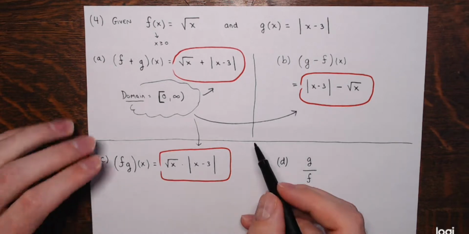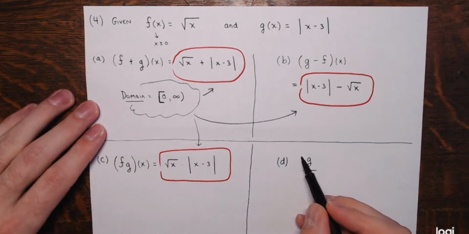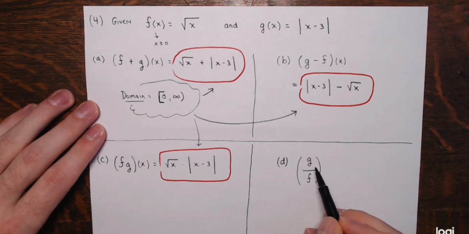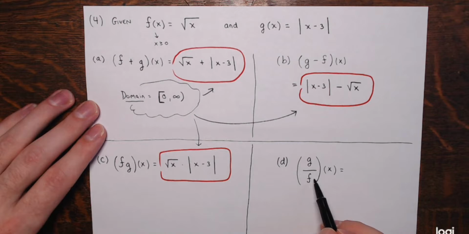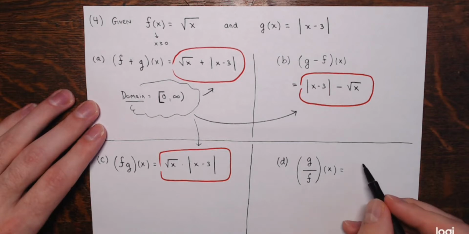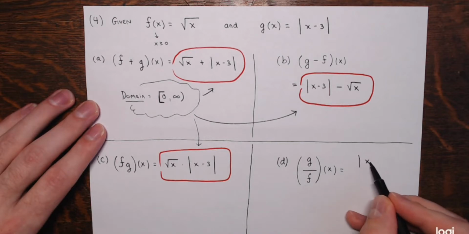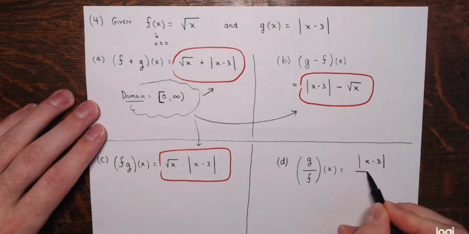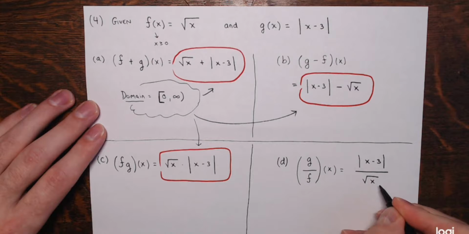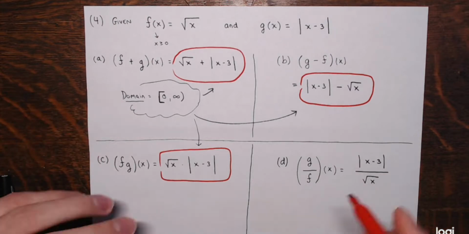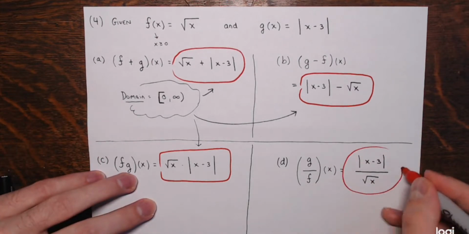And then finally, again, pay attention to subtraction and division. This is g divided by f. All right, g divided by f. So the numerator is g, which is the absolute value of x minus 3, and the denominator is f, which is the square root of x. And again, that's as simple as it's getting. Don't do anything with absolute values. Don't distribute. Nothing crazy.